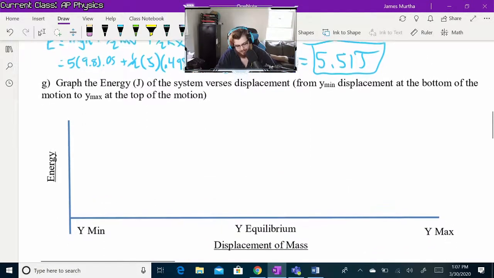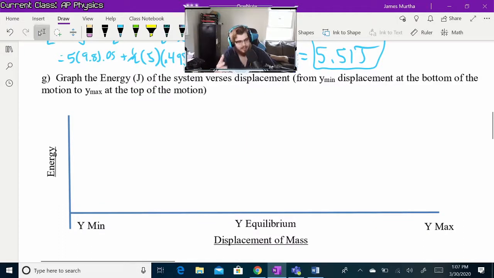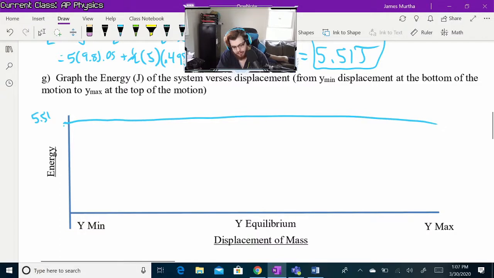So, next it wants us to graph this difference in energy. So, we're going to be looking at a different energy equation. Now, we understand that there's this 5.51, which is our total energy throughout the entire system, right? So that's our energy tot. It's our tater tot because we eat all of them. It's our total. You always eat all your tater tots.